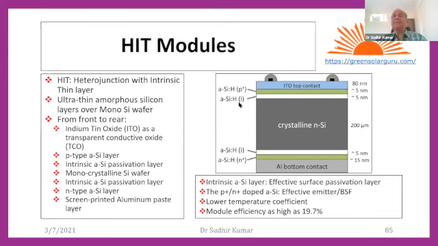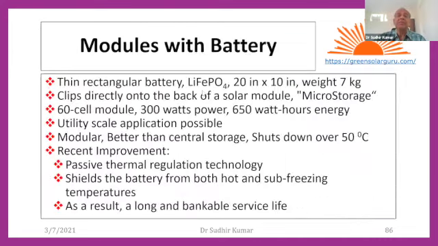So intrinsic silicon, for people who don't know, I will tell you: if it is P-type or N-type doped, they are called doped semiconductors. And if there is no P-type, N-type, it is intrinsic. No doping, that is intrinsic. So an amorphous silicon intrinsic layer is put in here, and that makes it very effective. And you will find that it has a lower temperature coefficient, and it has a high efficiency, 19.7% constantly. That is a beauty.